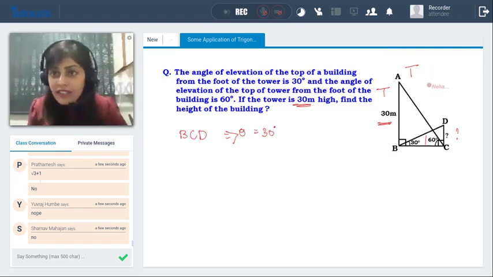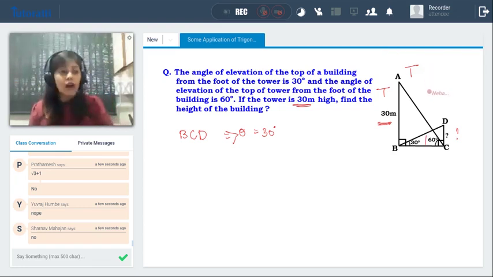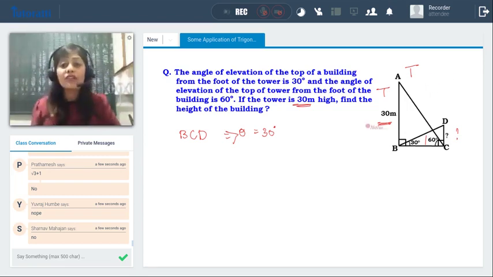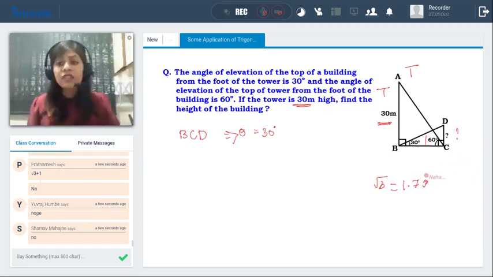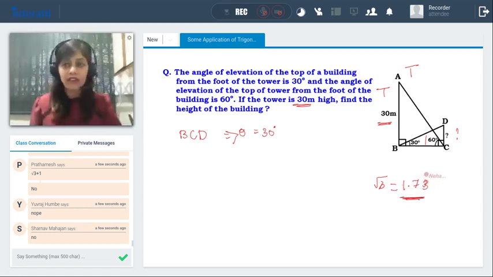If there is no root 3 value, like I said, we already know that root 3 is equal to 1.73. So I hope I'm answering your question. Root 3 we know is 1.73. So even if it's not given to you, please make sure you substitute this value and get the answer in a proper integral form. Make sure you don't have any irrational numbers in your final answer.